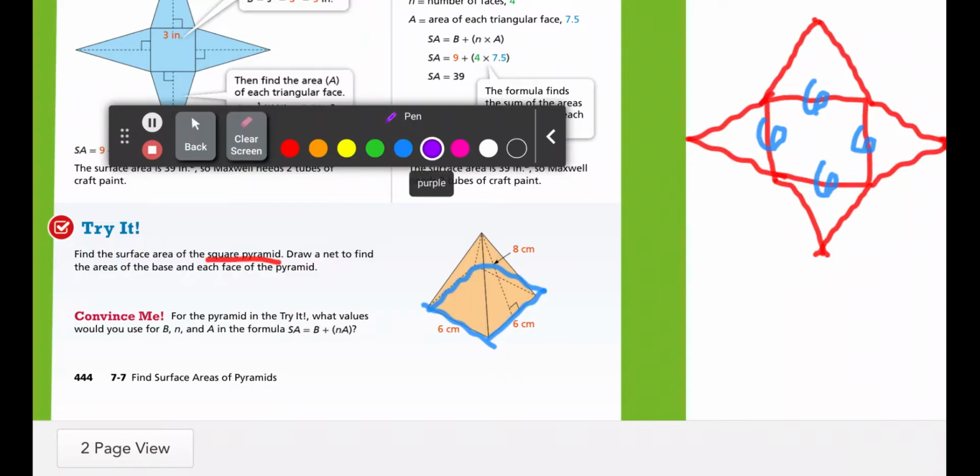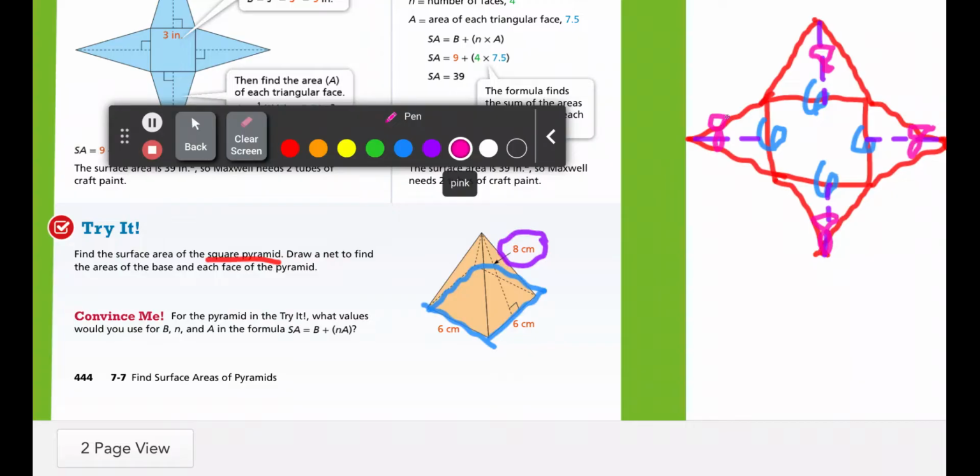Now let's look at the triangles. In order to find the area of the triangles, I need a base and I need a height. So we're going to have a dotted line up, which will be our height. And what is the height of the triangle based on the picture? The height of the triangle based on the picture is going to be 8 centimeters. So on my picture here, I can represent the 8, which is my height. So I'm labeling my net with those measurements that we have in the picture.